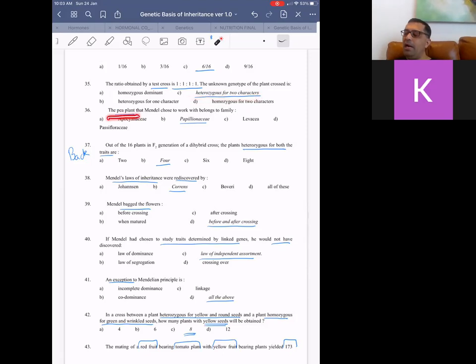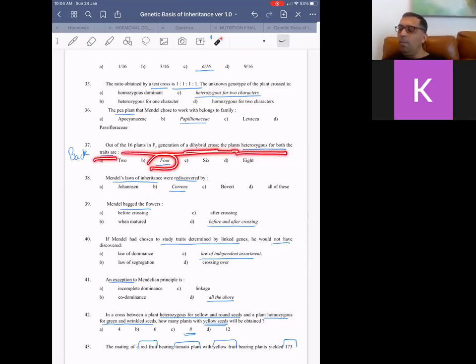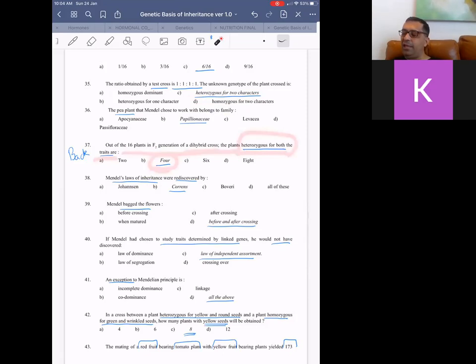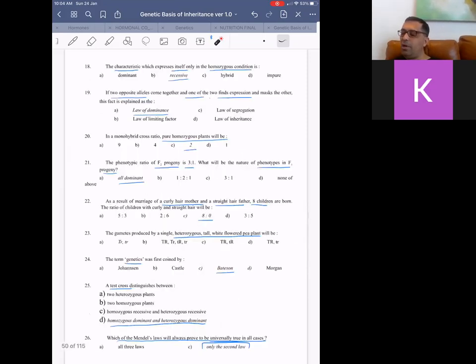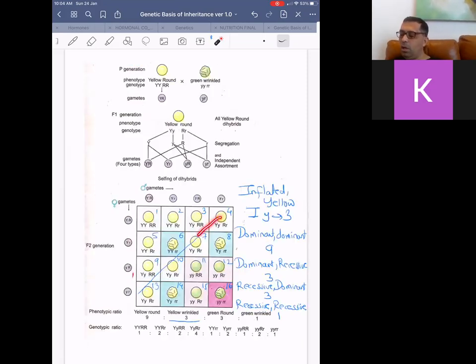The pea plant that Mendel worked for belonged to family Papilionaceae. Pisum sativum, Papilionaceae. Out of 16 plants in the F2 generation of a dihybrid cross, plants heterozygous for both traits are 4. 4 plants are heterozygous for both traits.